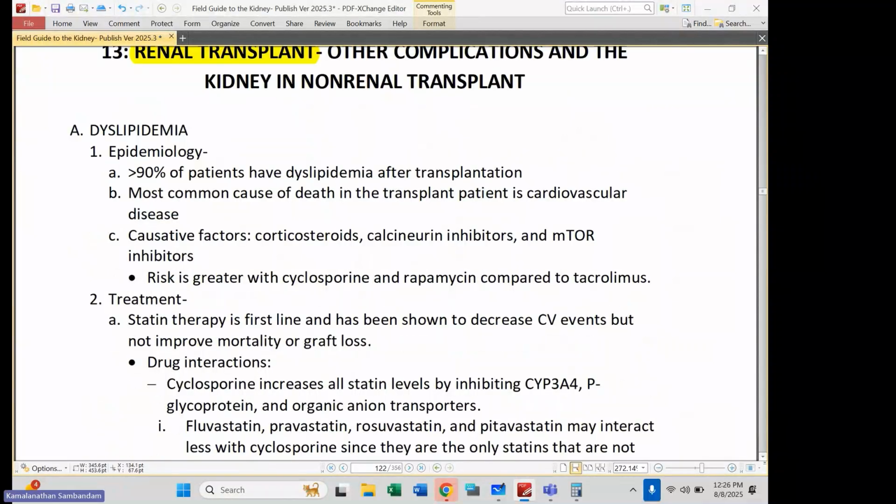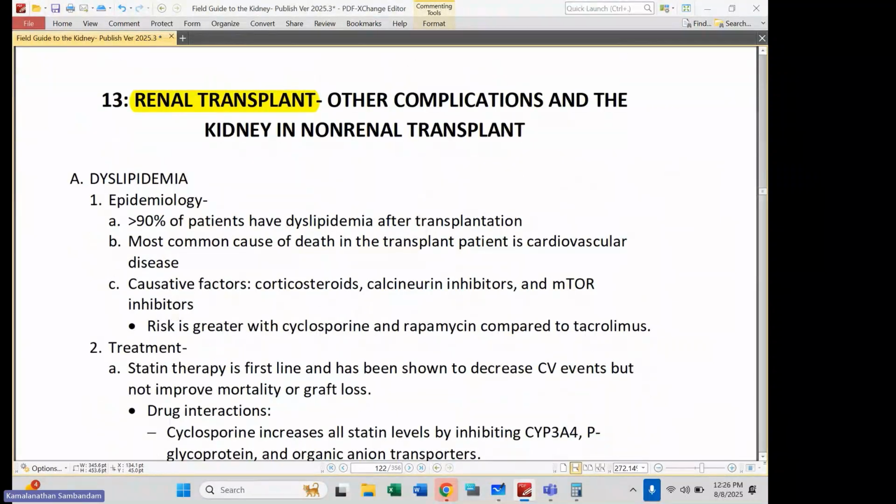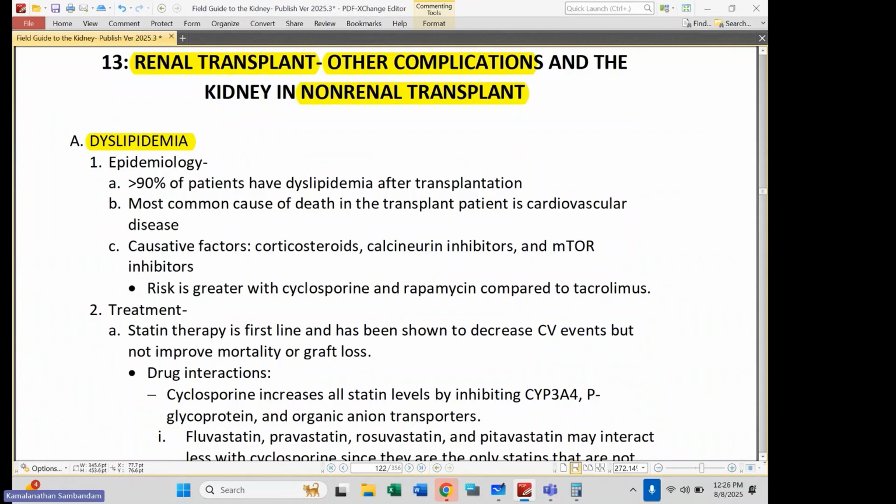So I'm generally approaching these final tidbits of transplant, as other complications of transplantation and non-renal transplantation. Okay, so what are some of the other complications in kidney transplantation we have to talk about? They're the metabolic complications of transplant. So of course, dyslipidemia is a big one.